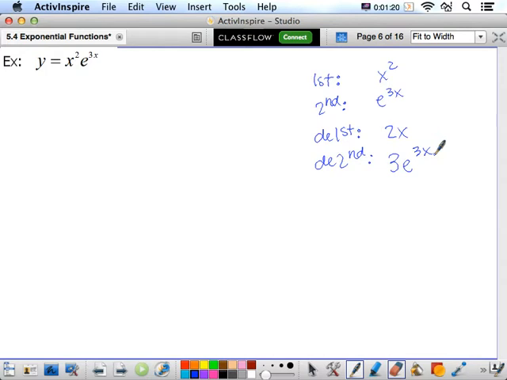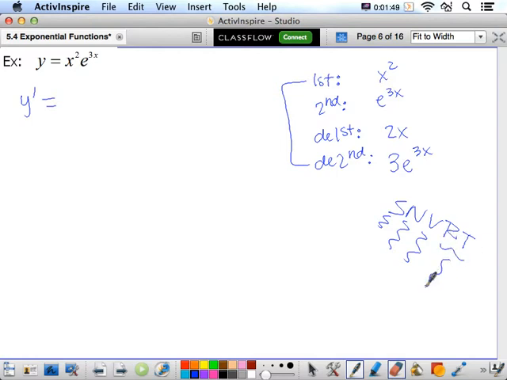Does everyone understand where we got those four things from? Yes. All right, so put them together with your formula. First times derivative of the second. If I multiply those two, I would put the 3 first, then the x squared, then the e to the 3x. That whole SNIVRT thing, remember that? Signs, numbers, variables, radicals, trig functions. We don't have a negative sign, so we put our plain number first, then our variables, and then our radicals and trig functions, or any other functions we have. So that's why I'm going to write it 3x squared e to the 3x.